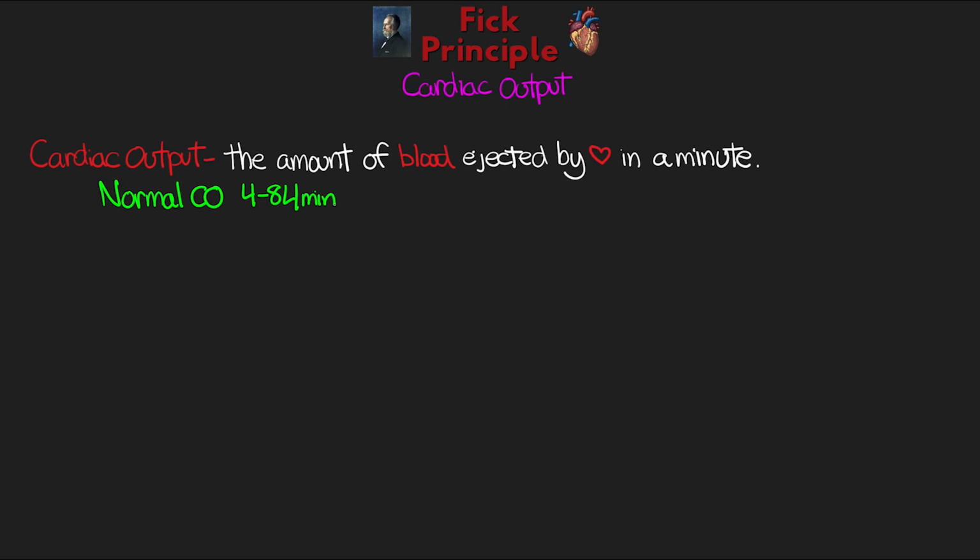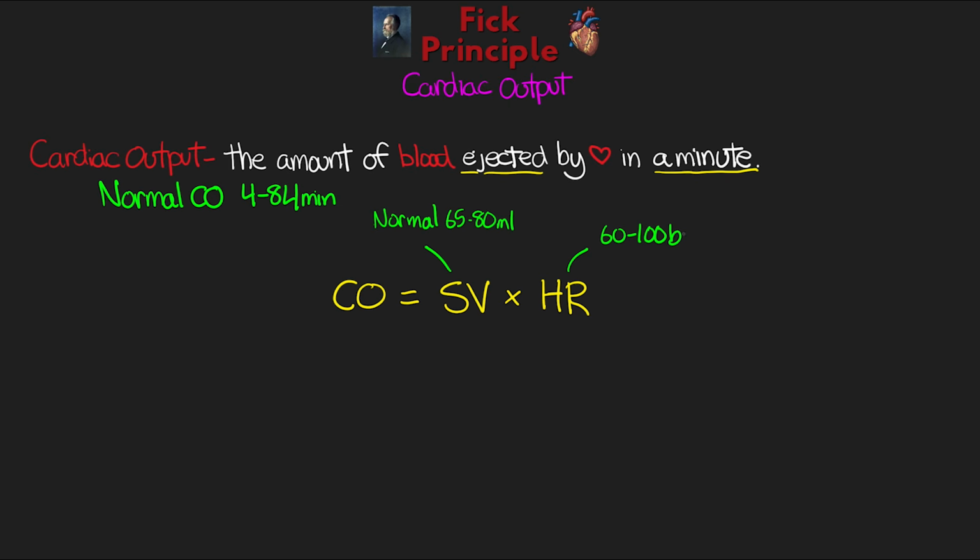Now, fundamentally, we know that we can get this measure if we know how much blood the heart ejects with each beat, and if we know how many times per minute it's beating. Therefore, we can also say cardiac output is equal to our stroke volume times heart rate, where the stroke volume is how much blood the heart ejects, and the heart rate is obviously how many times it beats in a minute. Now, a normal stroke volume is about 65 to 80 milliliters, and a normal heart rate is 60 to 100 beats per minute.